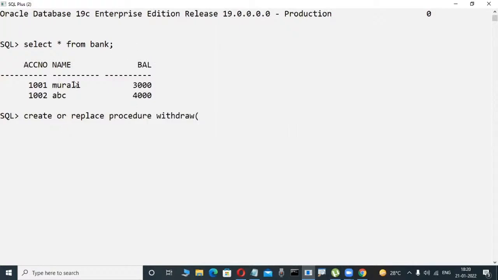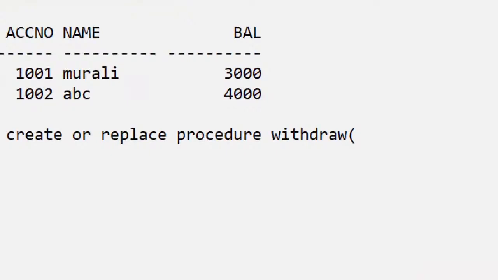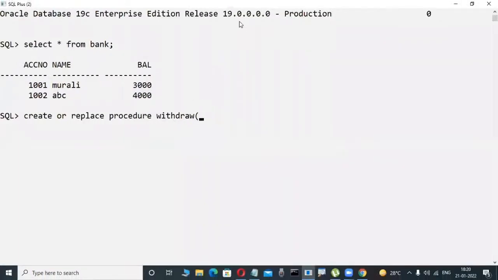Slowly observe here. This is a table. In my project, I implement one small scenario, withdraw. Actually, in real time, big packages contain withdraw, deposit and everything, but I'm giving just a small task in a procedure. Create or replace procedure withdraw. Here I'm passing an account number, and the amount also, because I try to withdraw, same as with the ATM card.